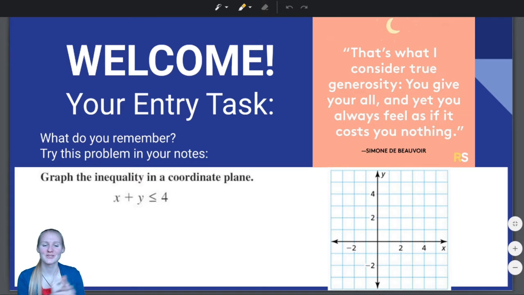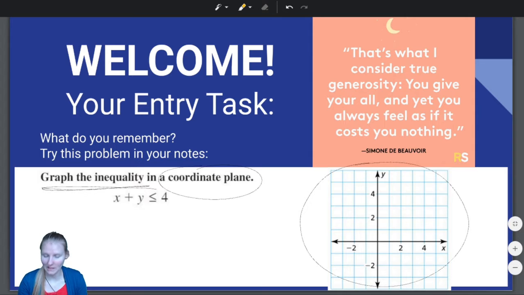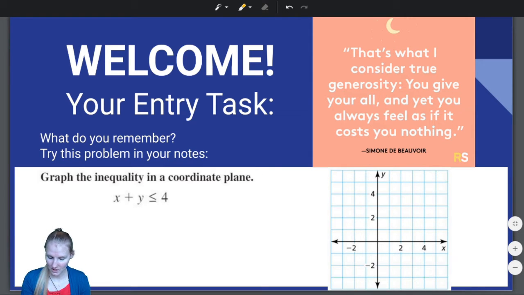You know what to do. Pause the video, try this problem in your notes, and then unpause it to do it with me. Alright, we are asked to graph the inequality in a coordinate plane, and that's what the graph is. That's a coordinate plane. So what we're going to do is, step one is to graph the boundary line.